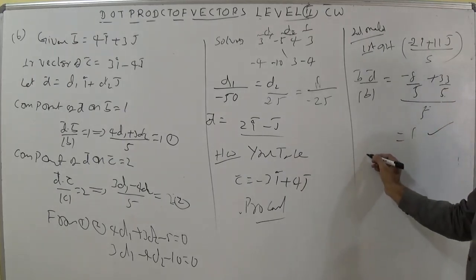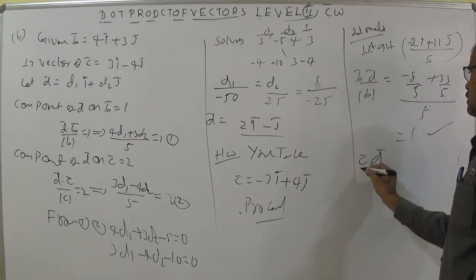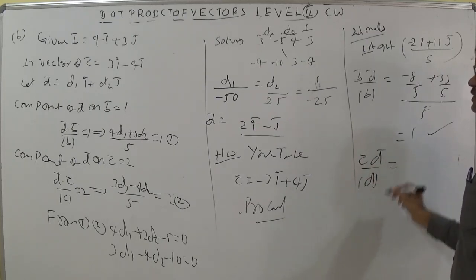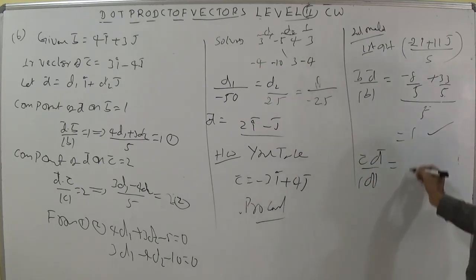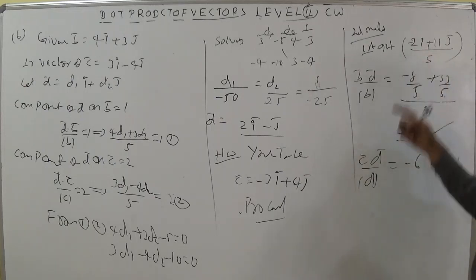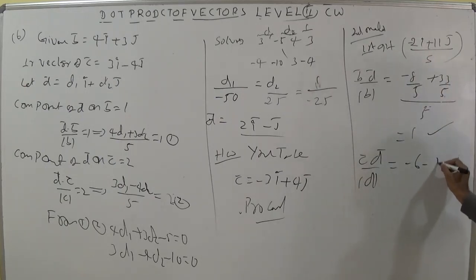It is correct. Now c bar dot d bar by mod c bar, let us consider. C bar is 3i. This is 3 into minus 2, minus 6, minus 44 by 5, 5 is 25.